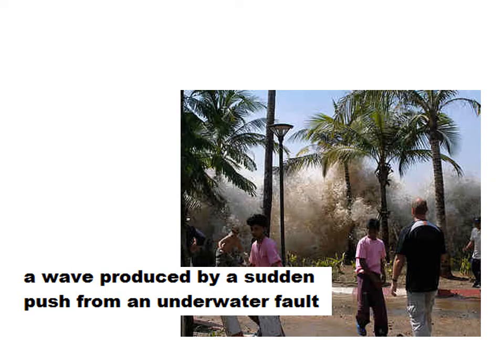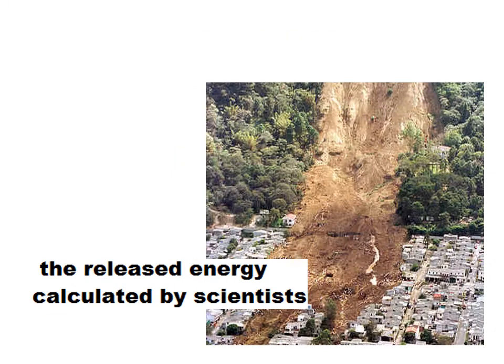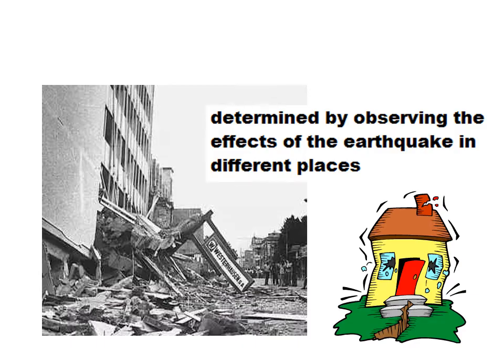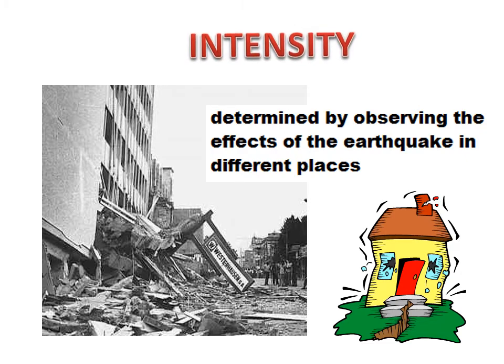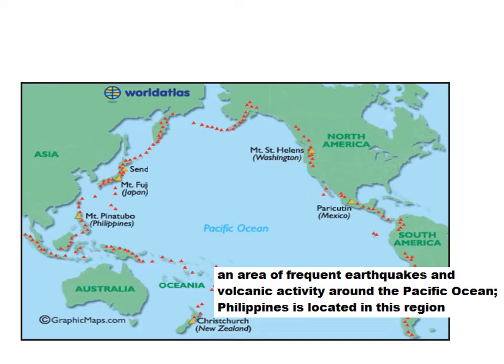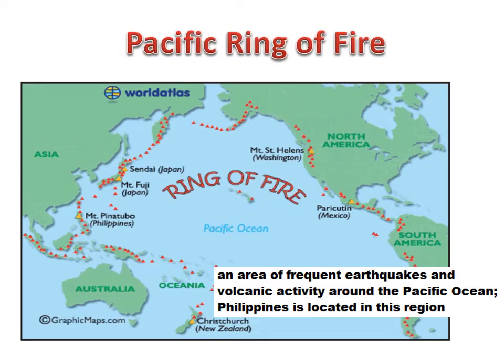A wave produced by a sudden push from an underwater fault is tsunami. Tsunami is a Japanese term for harbor waves. The release of energy calculated by scientists is known as magnitude. The observed effects of earthquake in different places is known as intensity. Pacific Ring of Fire is an area of frequent earthquake and volcanic activity around the Pacific Ocean. The Philippines is located in this region.